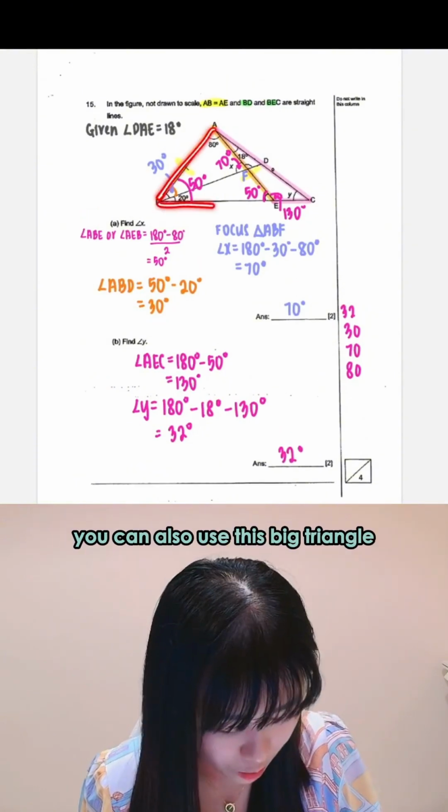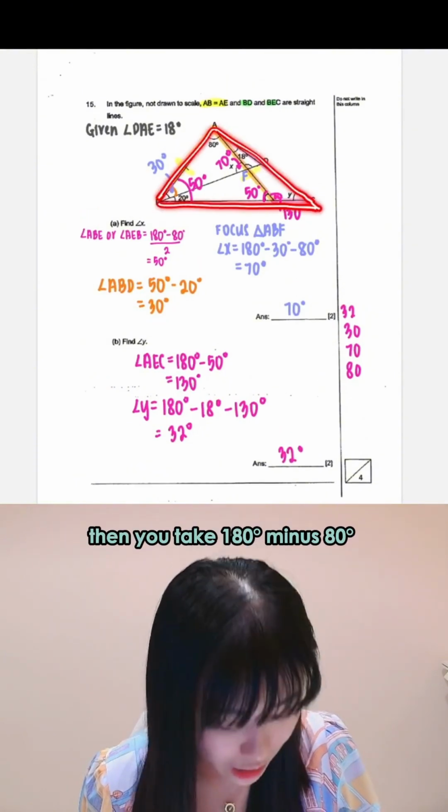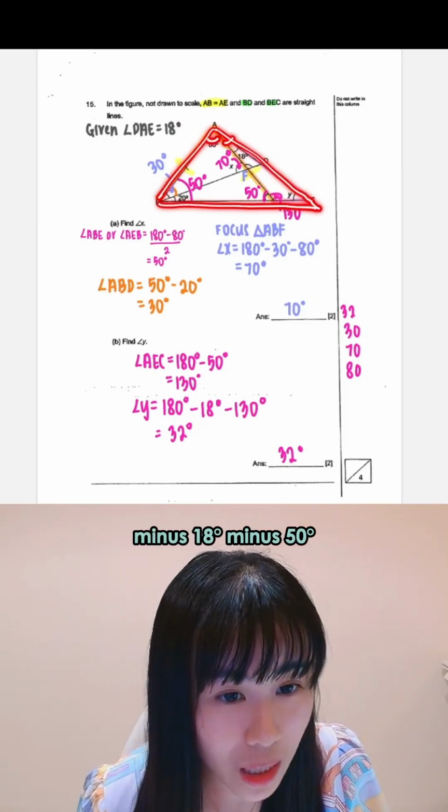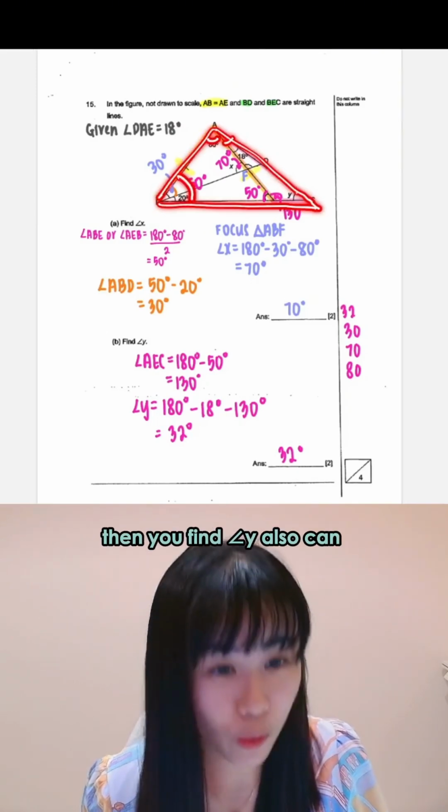Okay, very good. I saw a lot of 32 just now. You can also use this big triangle. Then you take 180 minus 80 minus 18 minus 50. Then you find Y. Also can.